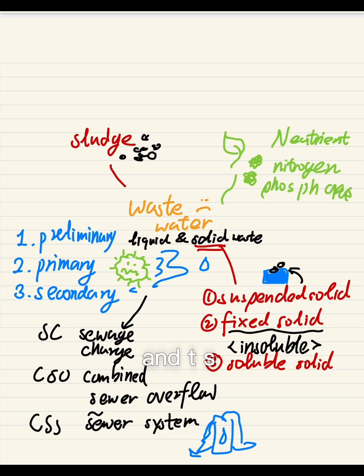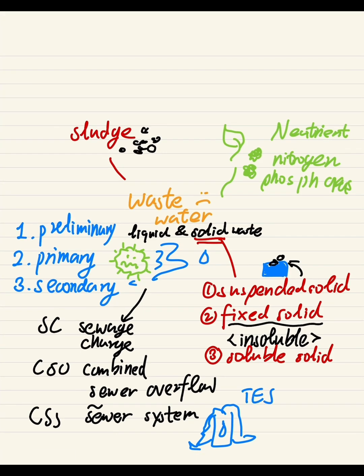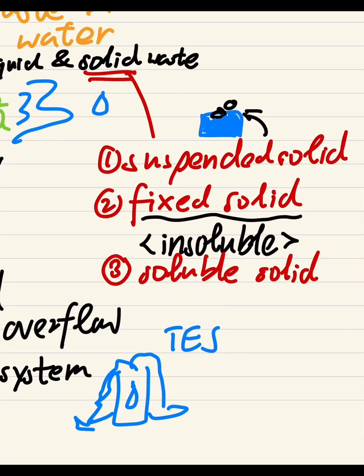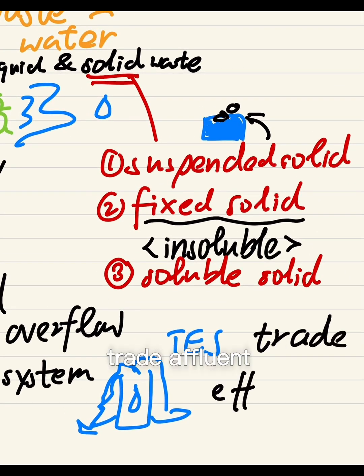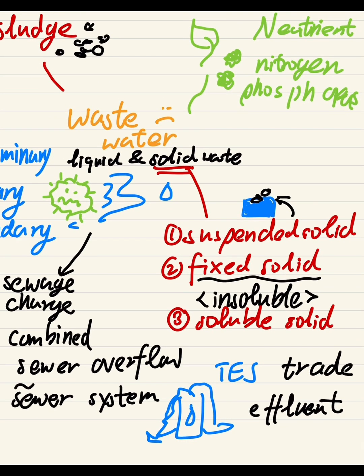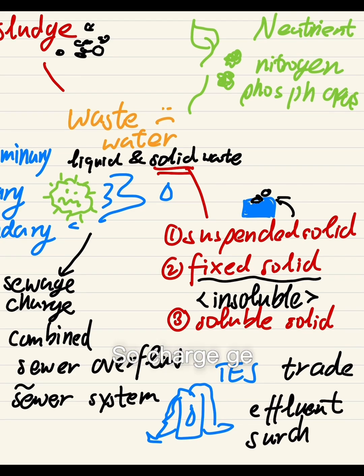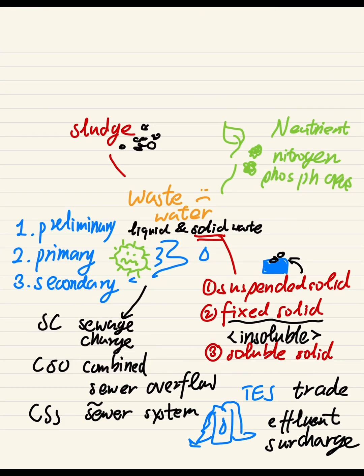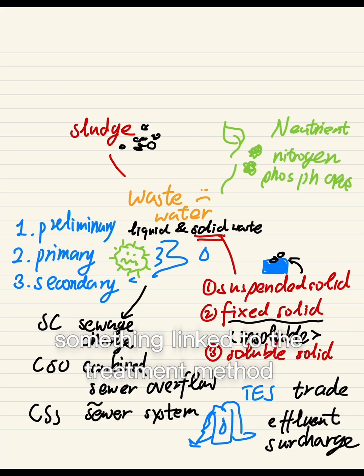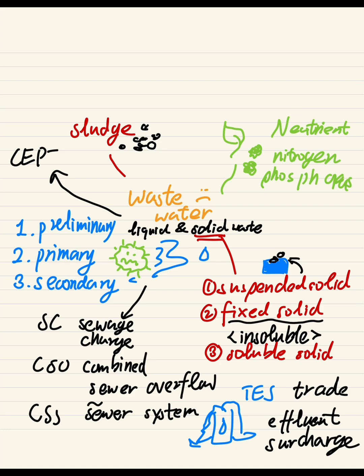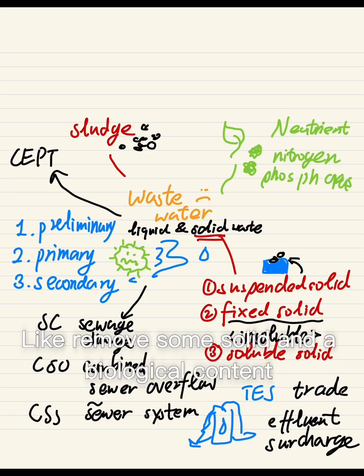And TS. TS is trade effluent surcharge. Okay, so we continue from TS. There's also something linked to the treatment method, like CEPT, chemically enhanced primary treatment. They can remove some solid and biological content.